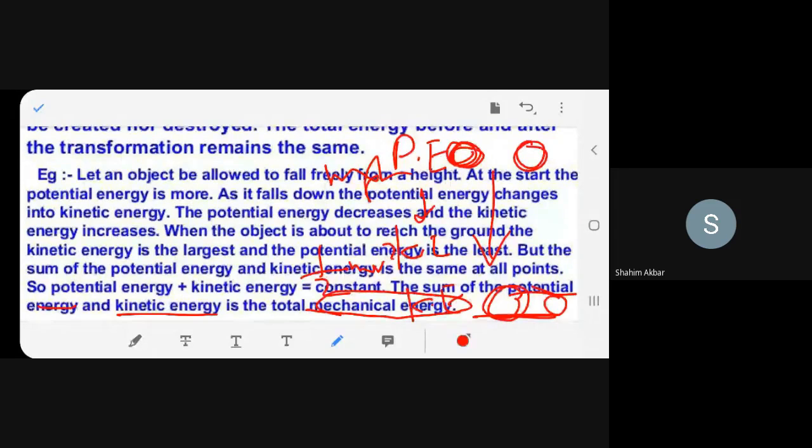Agree or not? Yes, ma'am. That's it. You should understand. Somewhere up, the kinetic energy is zero. At the bottom, the potential energy is zero. That you have to understand.